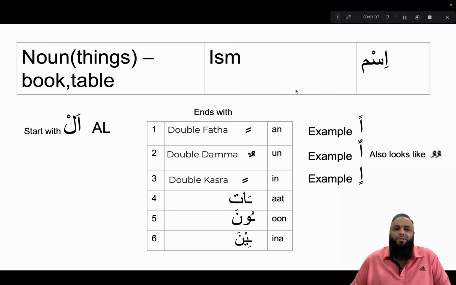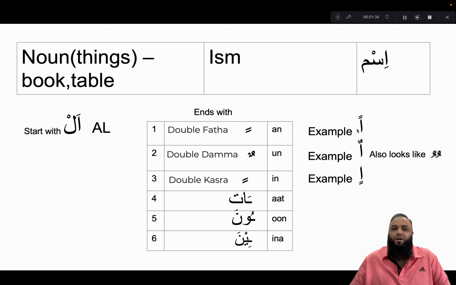So now there's a certain way that you can identify ism in Arabic. The first one is it can start with an al, not always, but it can start with al, and this is how it would sound, all right? And the other one is it ends with either one of these. So one line is called fatha, and if you have two of these lines, it's called double fatha. And fatha is always at the top of the alphabet, and it sounds like an.